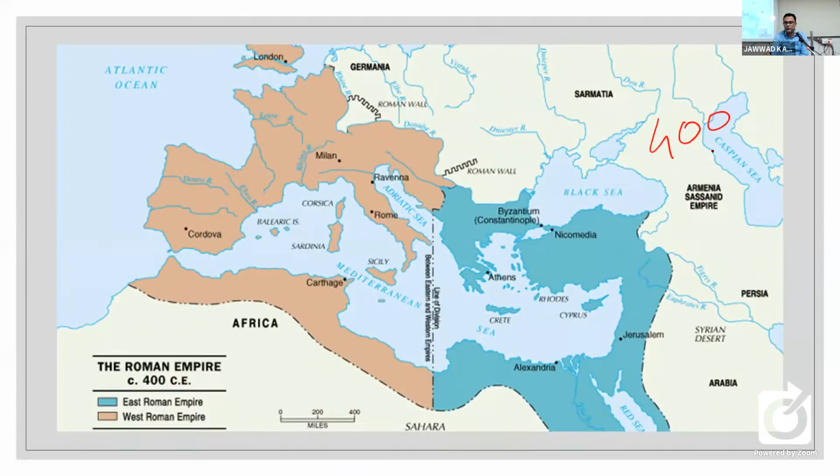Around 400 AD, this empire will first split into two parts. ये सारा important है discussion. आगे इसके references आने वाले हैं. So please be very attentive. So we have a massive Roman Empire in Europe.